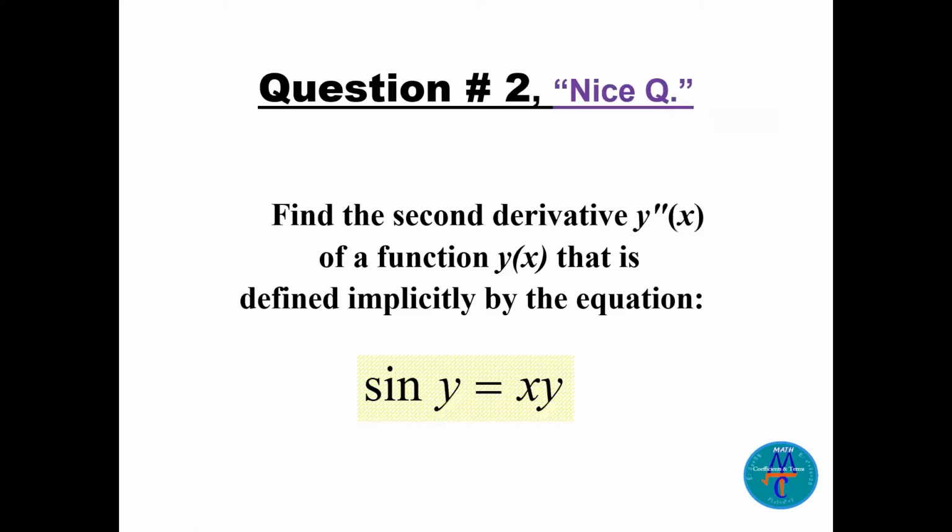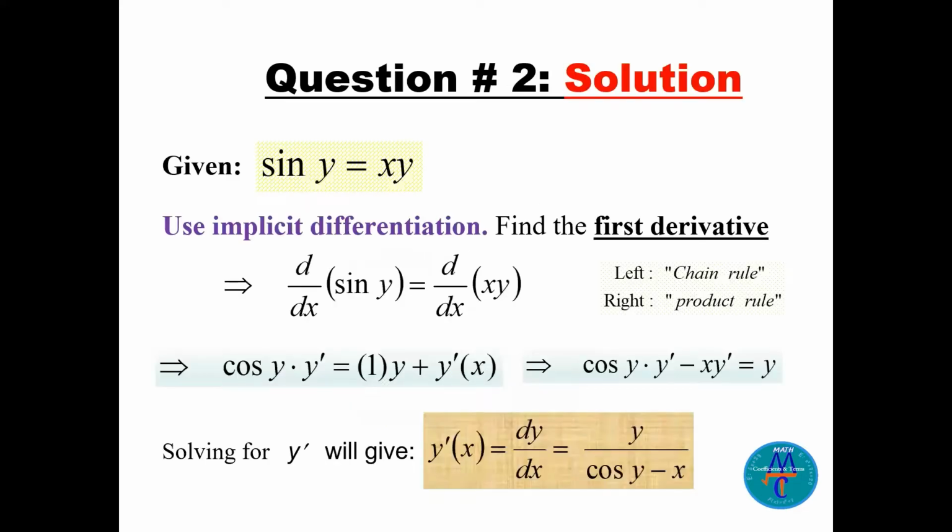Question number 2 is a nice question. Same idea. Find the second derivative y double prime of the function y that's defined implicitly: sine of y is equal to xy. So we have to use implicit differentiation.